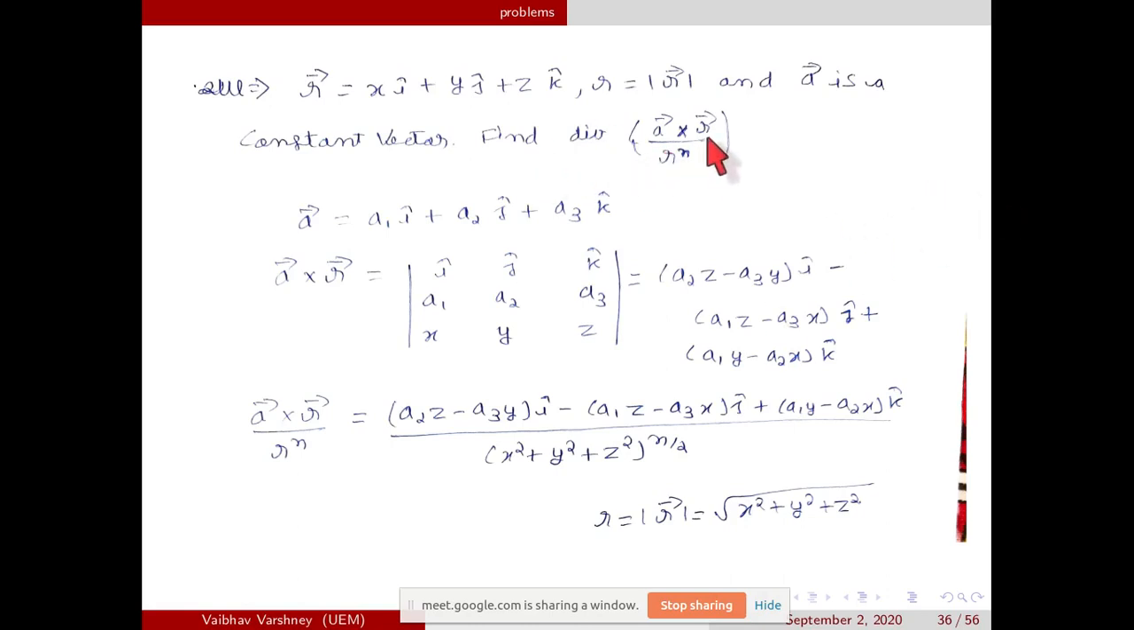So for calculating this, first we have to calculate a cross r. So a cross r, first row is i j k. Sir, what is constant vector? Constant vector means r is also a constant? No, r depends on x, y and z. Okay. Constant vector means these a1, a2, a3 are numbers, either 1, 2. If you take derivative of it, then it will be 0. This is why we are calling it a constant vector.